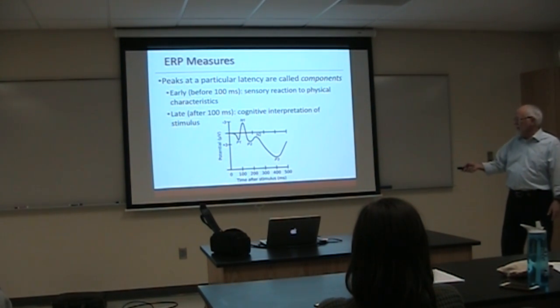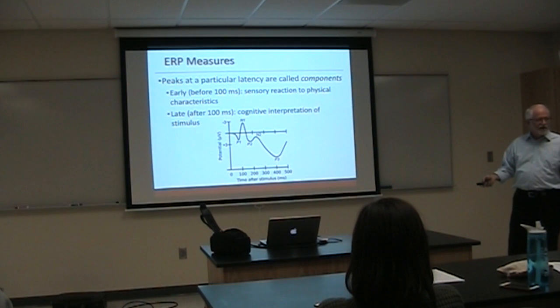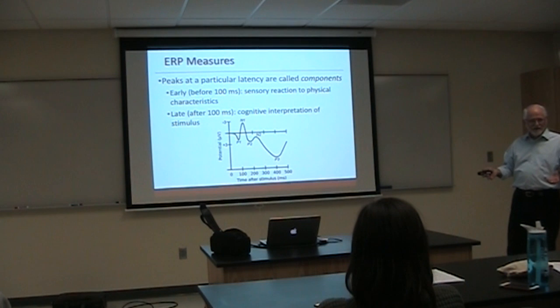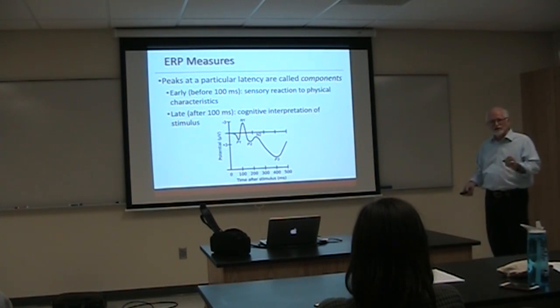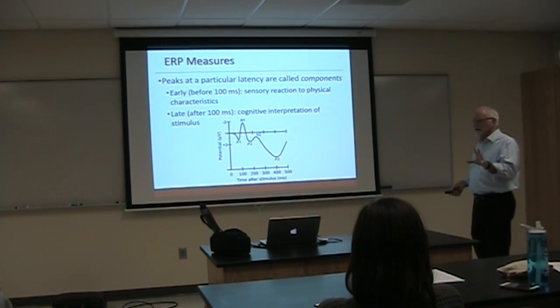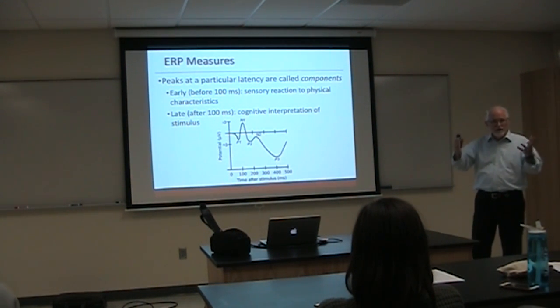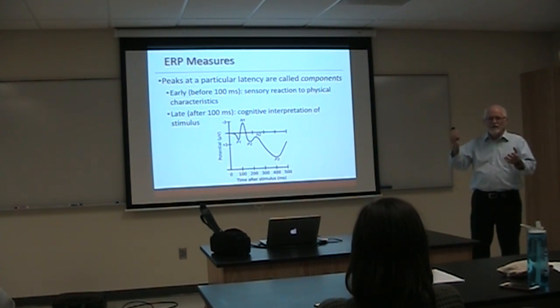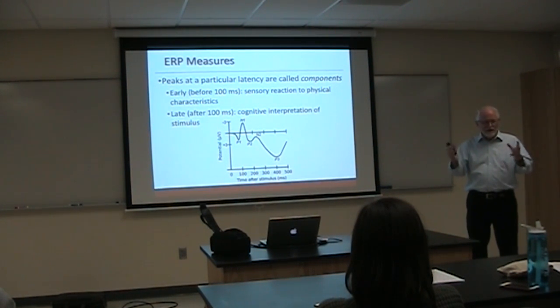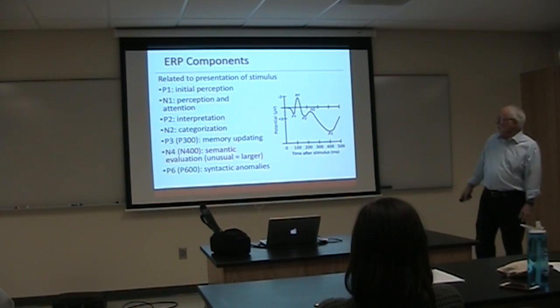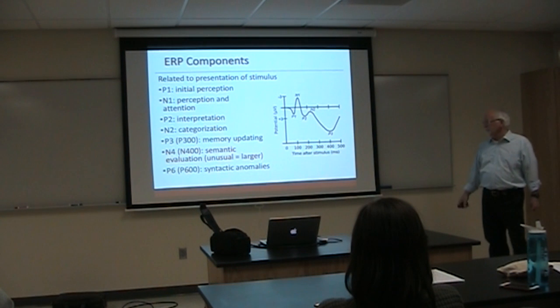But the further away you get from that 100 marker, the more cognitive the thing appears. It's no longer just a kind of knee-jerk reflex to the event that was presented. It's how your brain is thinking about that and relating it to memory and trying to understand the meaning of that event. So that brings us to the N400.